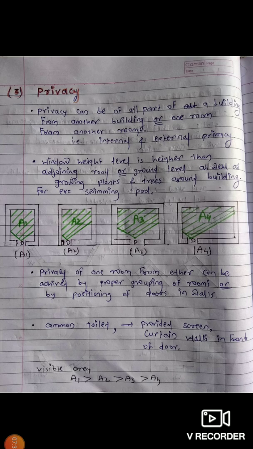Privacy of one room from the other can be achieved by proper grouping of rooms and door positioning. Privacy inside the room can be achieved by providing suitable arrangements. In common toilets, privacy can be achieved by providing screens and curtain walls in front of the doors.